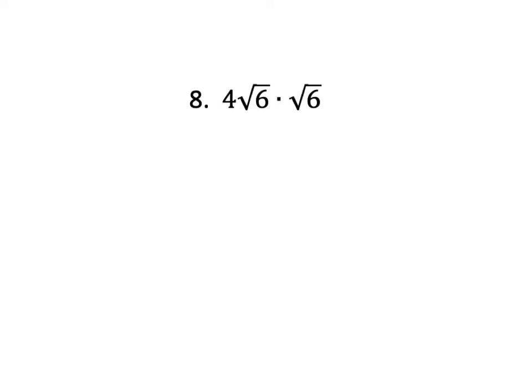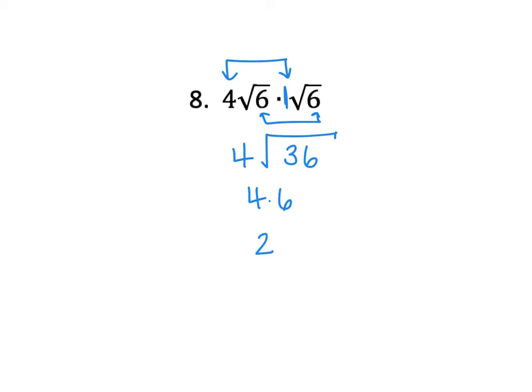In 8, I need to remind you how to multiply radicals together. So this has a coefficient of 1, the second radical. What you do is you multiply your coefficients together, so 4 times 1, and you multiply your radicals together as long as they're both square roots. And that would be root 36, and 4 times root 36 would be 4 times 6, which is 24.